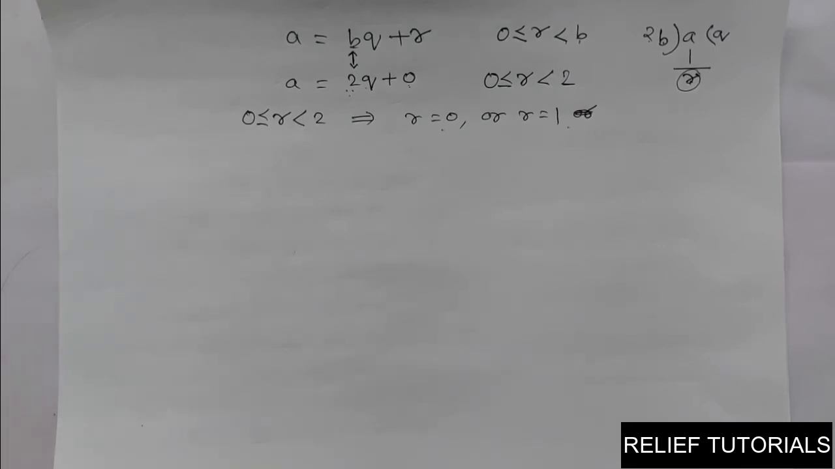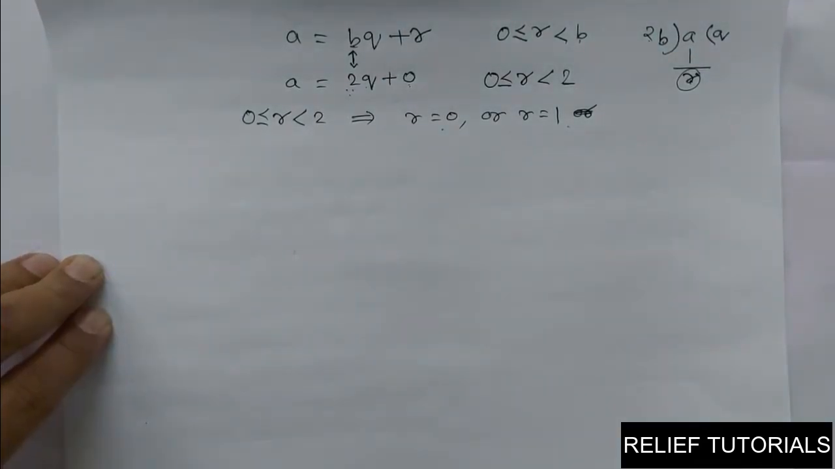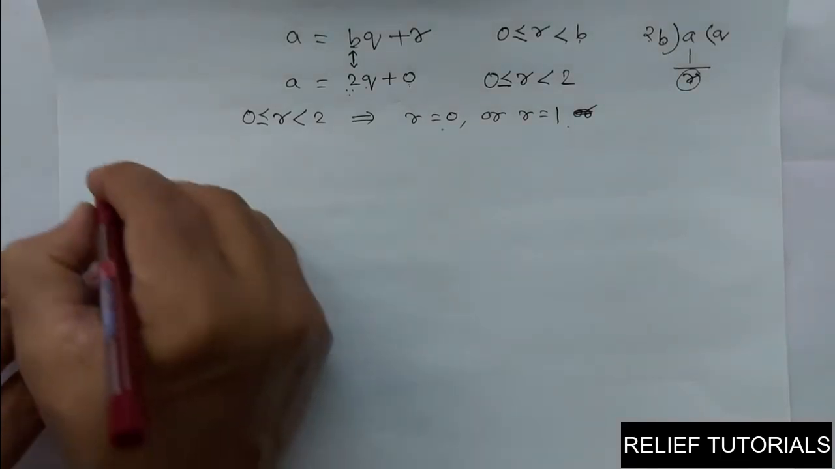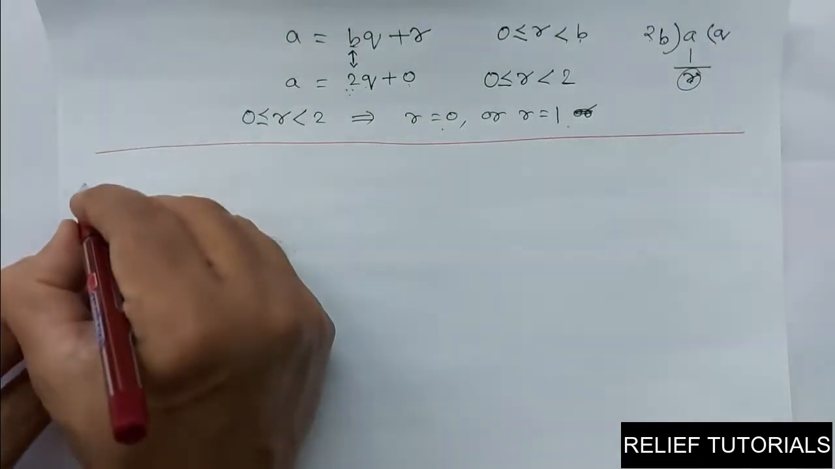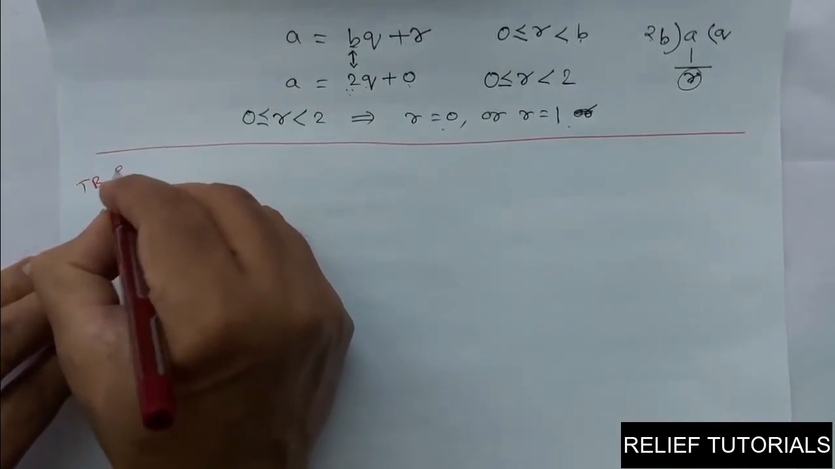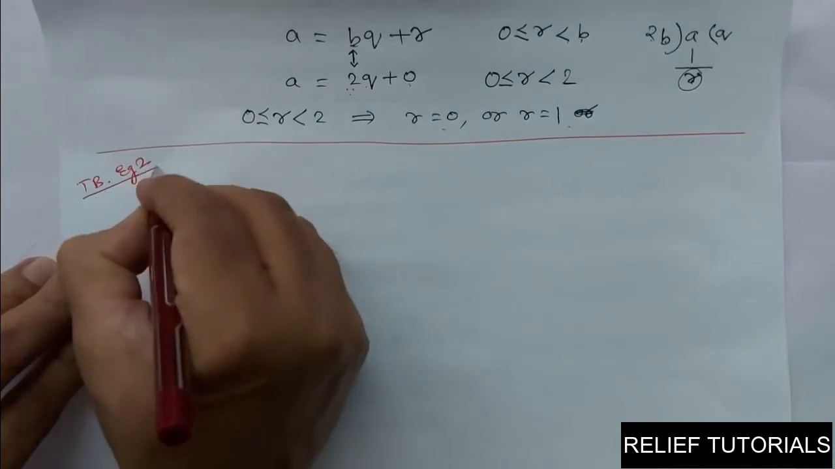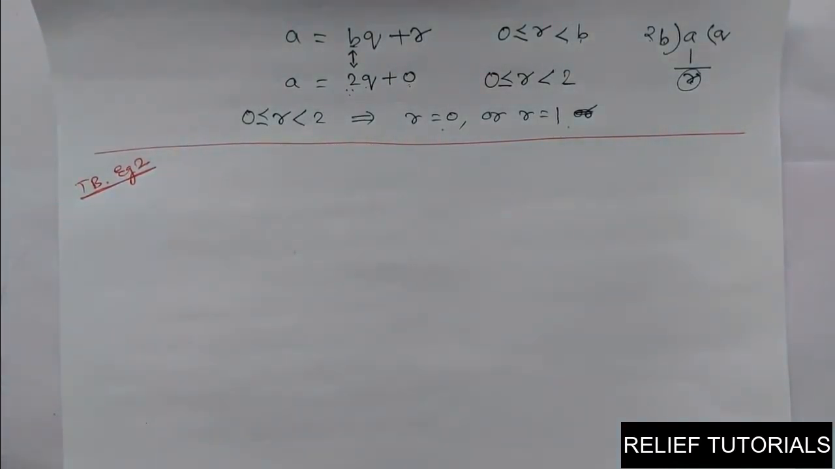Exercise 1.1, we are going to do example 2. These are the prove problems. This is Euclid's division lemma. Now, proof problem. So, you are doing textbook example 2. What is that? I will write the question.